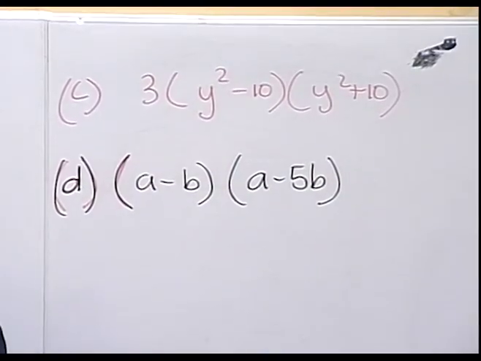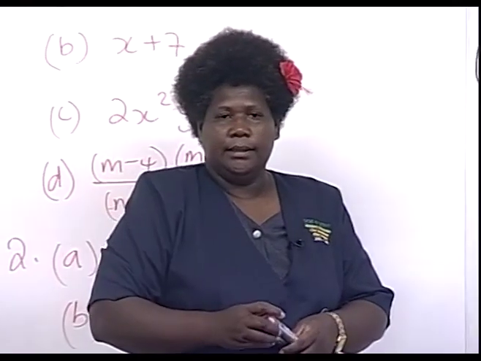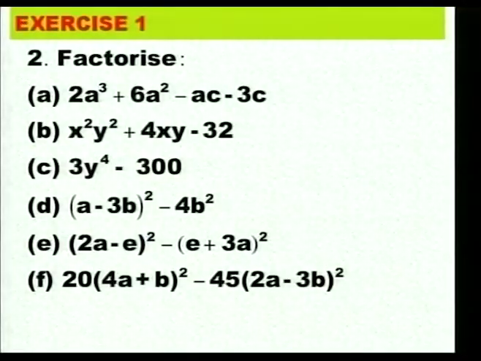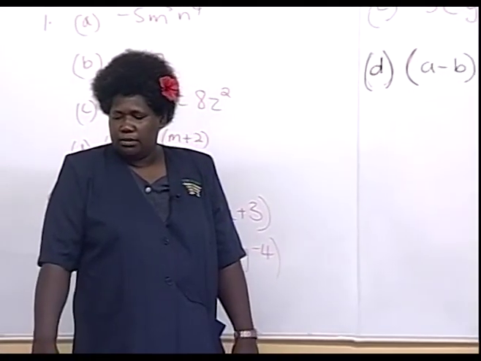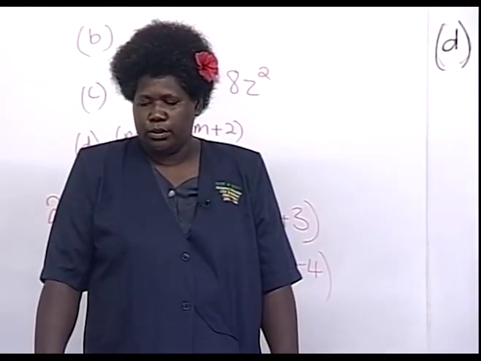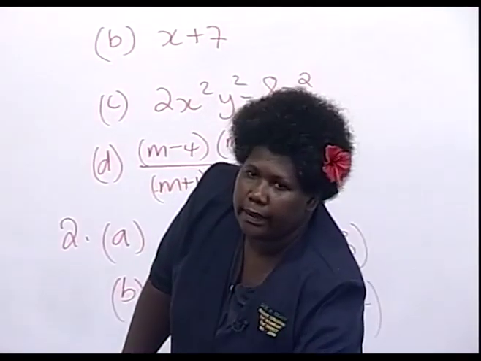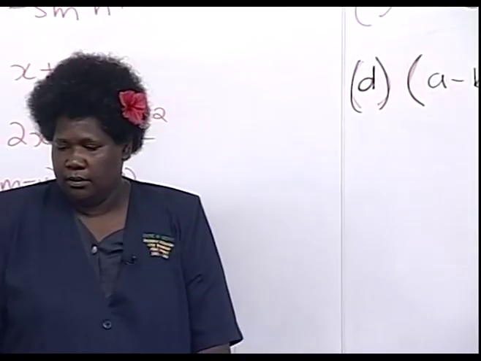Okay, that's correct. Letter A, you have to use grouping. Letter B, that's quadratic. So you have to find 2 factors of 32 that will give 4. Letter C, you take out 3 first, and then you will find that y to the power of 4 minus 100 is a difference of 2 squares, and then you factorize like that. And letter D, you use a difference of 2 squares. a minus 3b squared is a square, and minus 4b squared is also a square. So it will be a minus 3b plus 2b times a minus 3b minus 2b. And then you simplify, you end up with this.